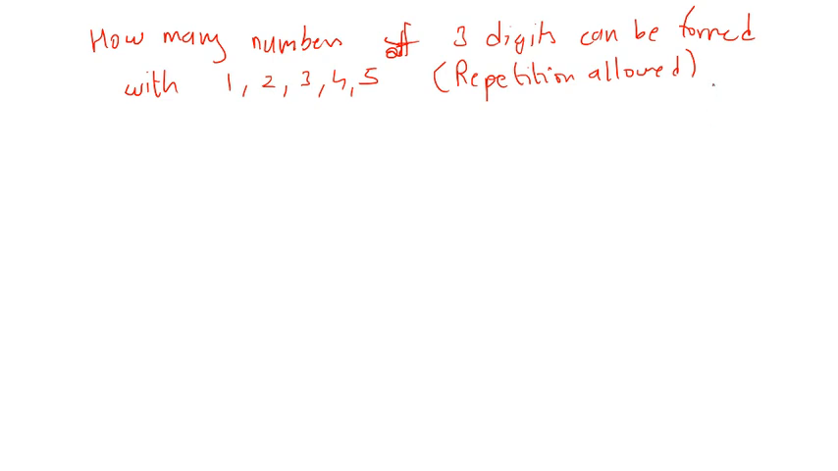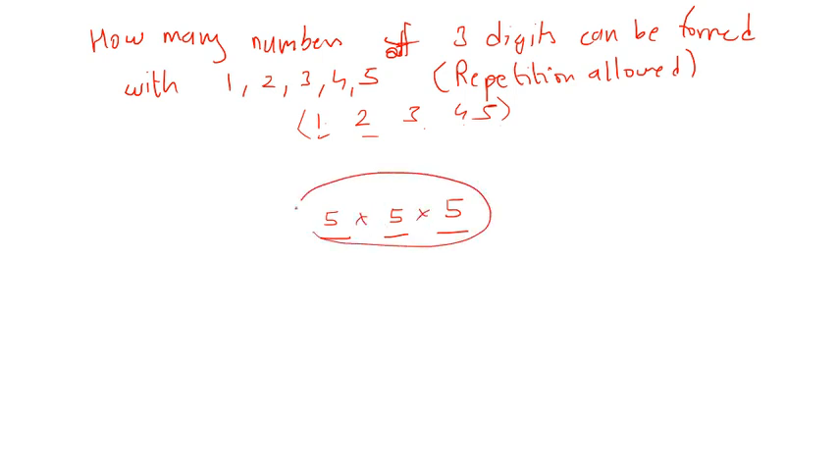So I'll tell you how to do this first. See, they are asking for a three digit number. What are the numbers here? 1, 2, 3, 4, 5. If I use one number here, you can use the number again and again. So here there are 5 possibilities, and again 5 possibilities here, and again 5 possibilities here. So this will be the answer: 5 into 5 into 5 is how much? 125.